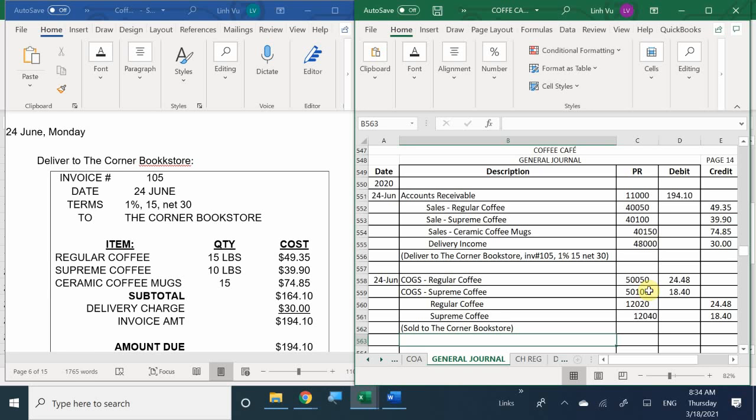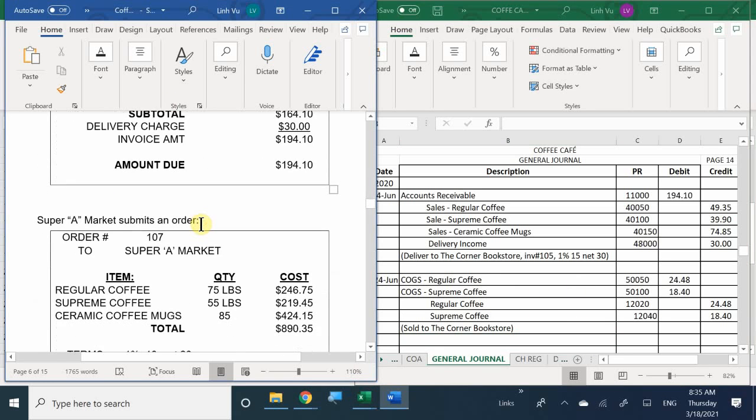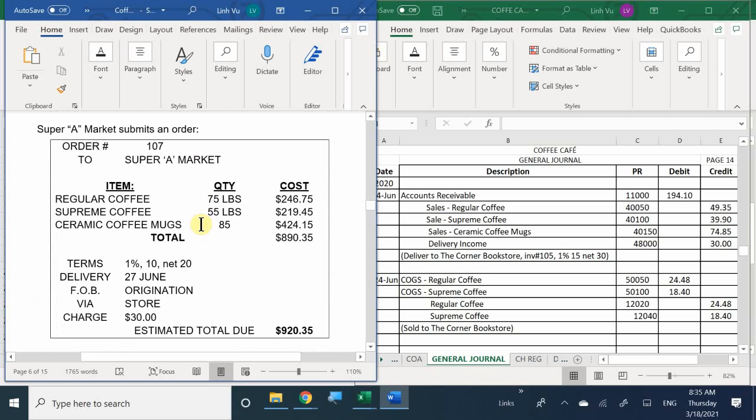All right. So the last transaction that we journalized was the sale to the corner bookstore, invoice number 105. We journalized the sales. We also adjusted inventory. So here is what happened next.